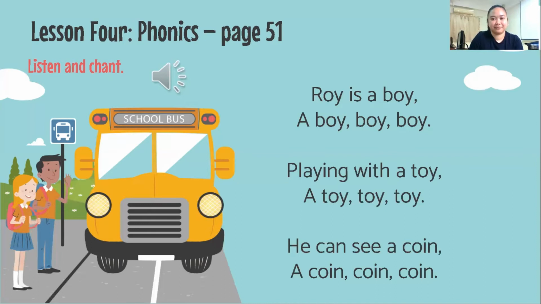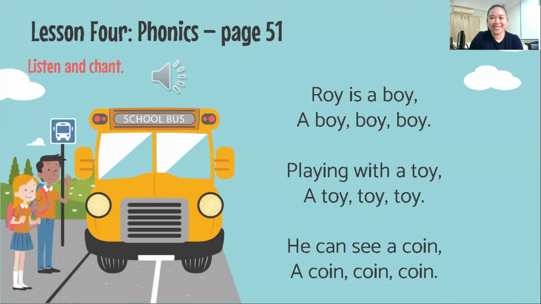Roy is a boy. A boy, boy, boy. Playing with a toy. A toy, toy, toy. He can see a coin. A coin, coin, coin.